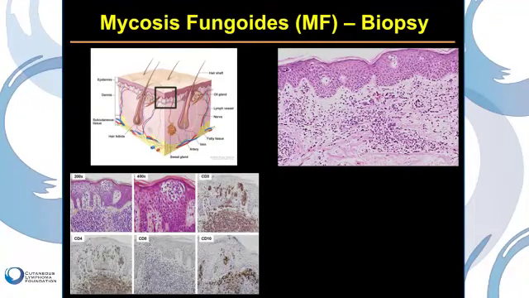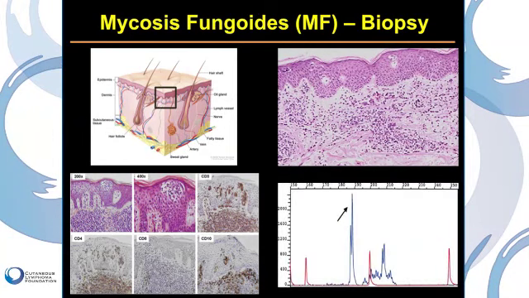The left lower panel just shows the distribution of the special stains, looking at the expression of some of the markers for T cells, CD4, CD8, and so on. And the right lower panel finally shows what we call a spike or peak of analysis of the T-cell receptor, indicating that there is a dominant population of cells which are all identical and we call monoclonal.